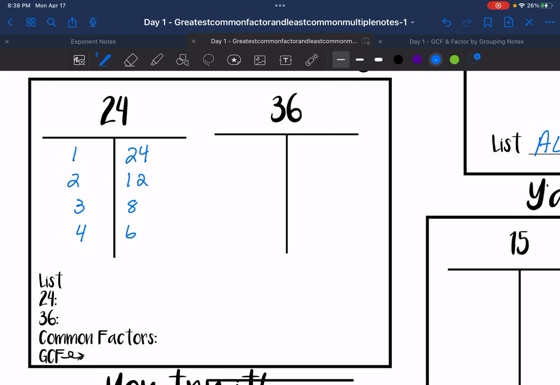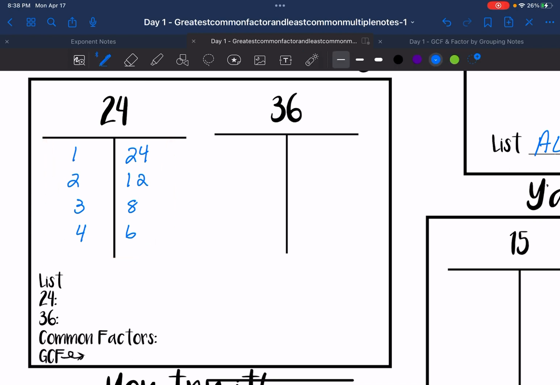I'm going to tell you, we're done there. That's all that we can do. I can't do 5. 5 times something doesn't equal 24. If I hit 6, I'm right back to here, right? 6 times something is 24. 7, nope, 7 times something does not equal 24. But if I hit 8, and so on, you're going to get all the way back until you hit 24 times 1. Either way, these are all my factors of 24.